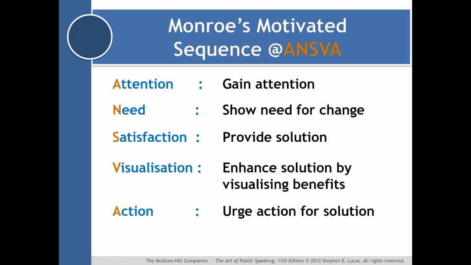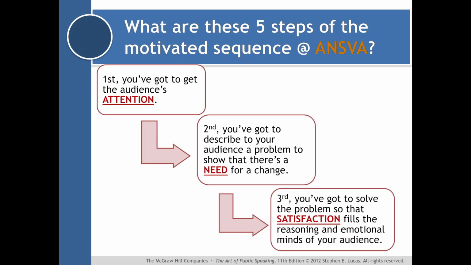So we have the first one, attention, which is gaining the audience's attention. Okay. Second one, need. You want to show the need for change. Why we need to change from A to B. Why do we want to persuade them to do something else? So that is the need there. Then satisfaction. You provide the solution. Visualization. You enhance the solution by visualizing benefits. And last one, action. You urge action for the solution. So we'll be looking at each step deeply. Okay, so let's look at it.